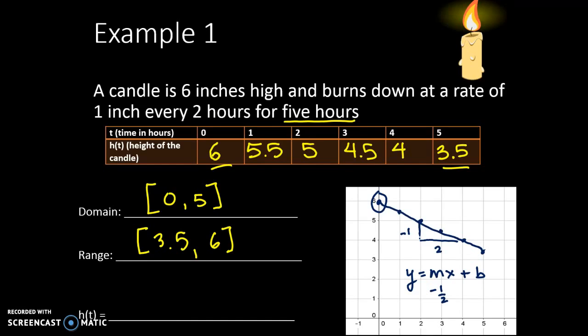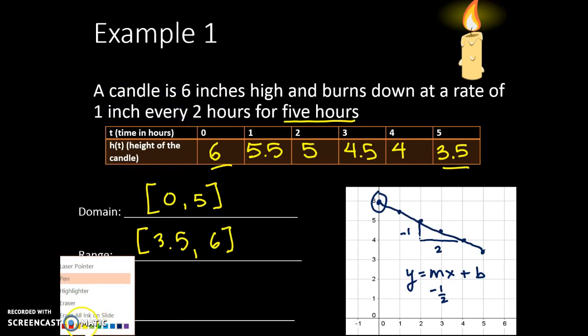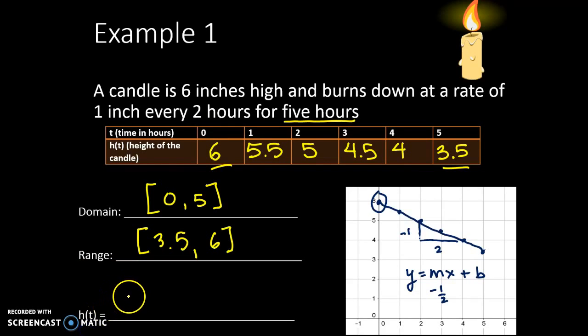Okay. I can also see the slope worded in the problem. I can see that the candle's burning 1 inch every 2 hours. Since the candle is burning, it's getting smaller, so it makes sense that the slope is negative. And so our equation for the line, if I use t's instead of x's, is going to be h of t equals -1/2 times t plus 6. The slope and the y-intercept are in that equation.